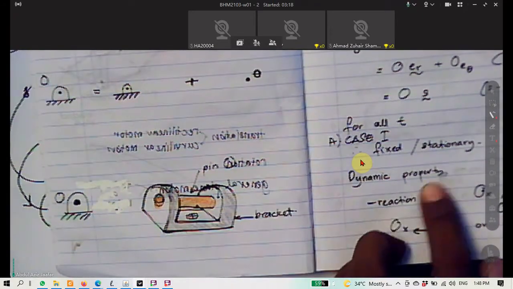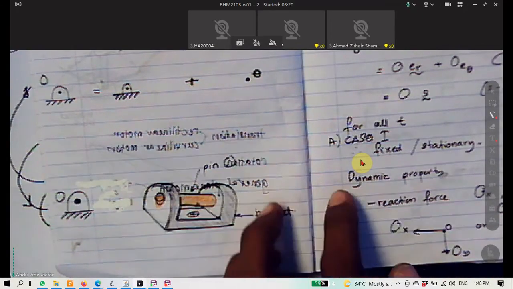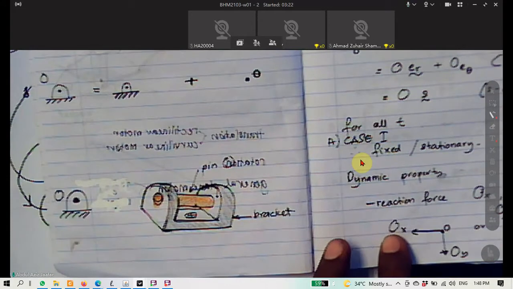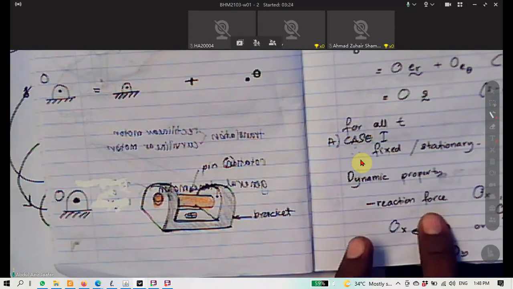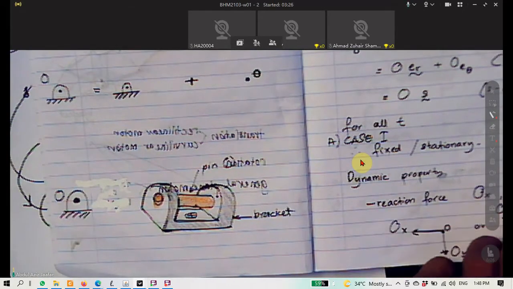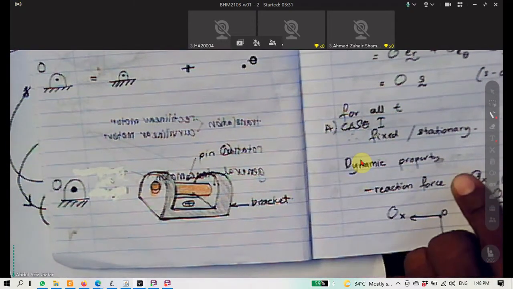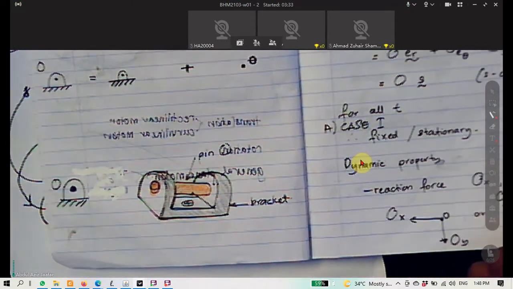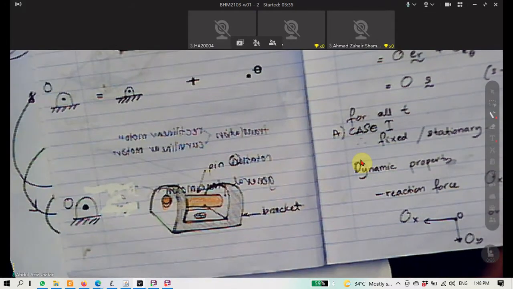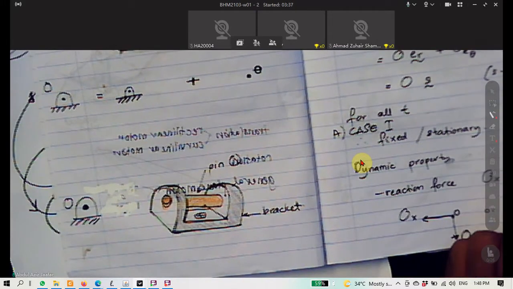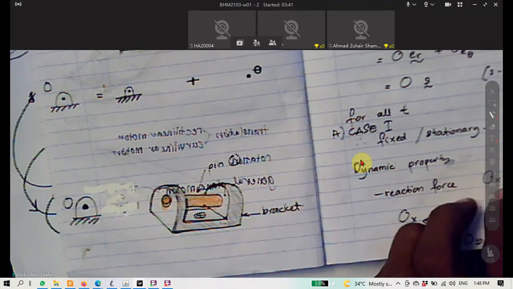So dynamic property is a general name, and a specific name refers to the force. Another example of dynamic properties is the moment. Moment is another dynamic property. Weight, right? That is another example of dynamic property.